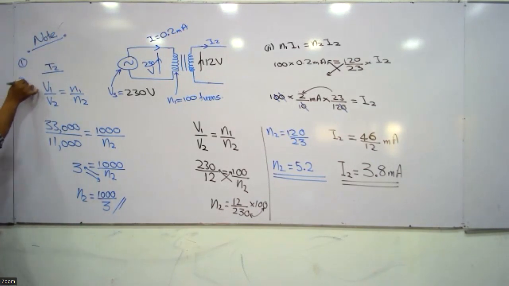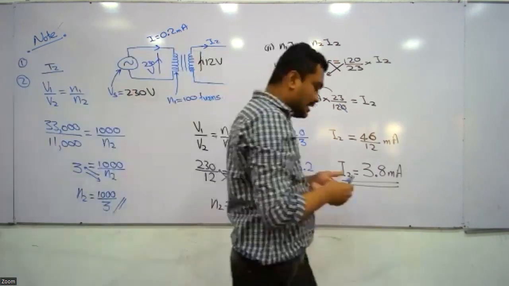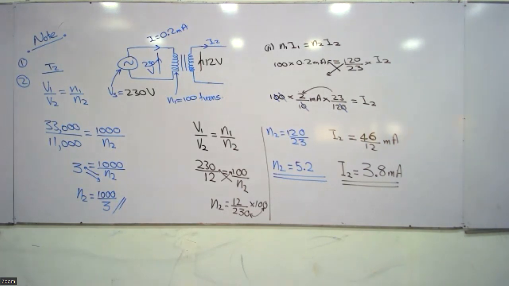Put number 1, 2, 3 and write number 1. A step-down transformer reduces the voltage and increases the current.